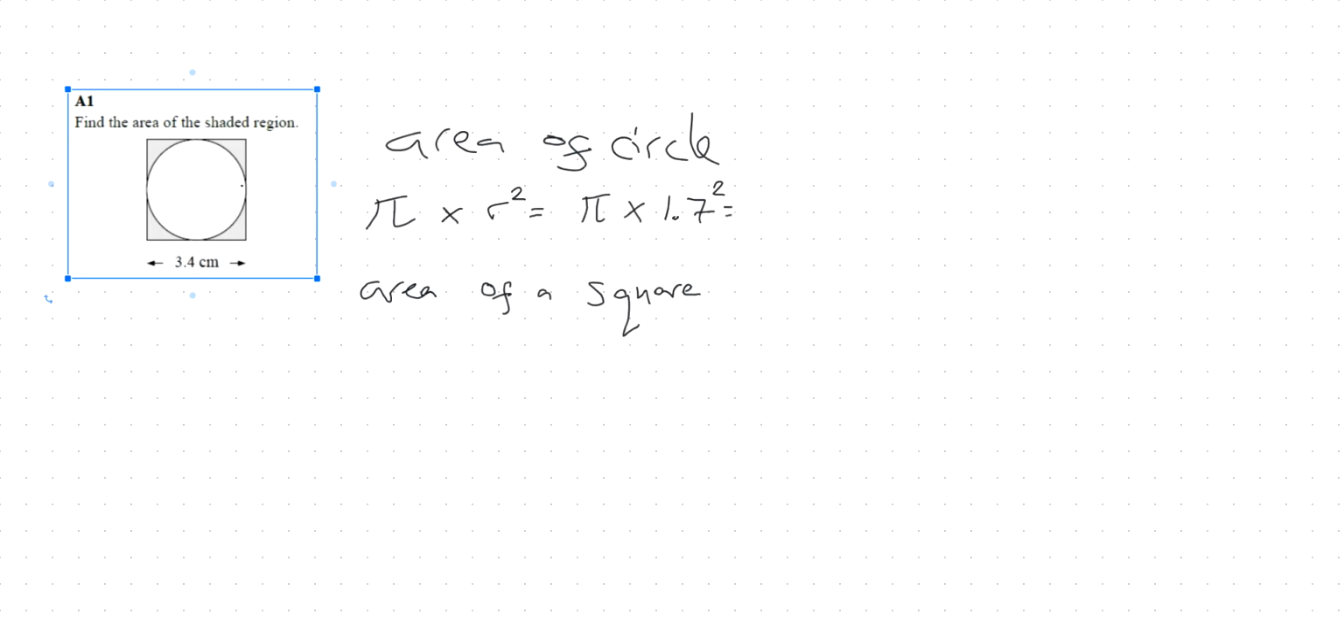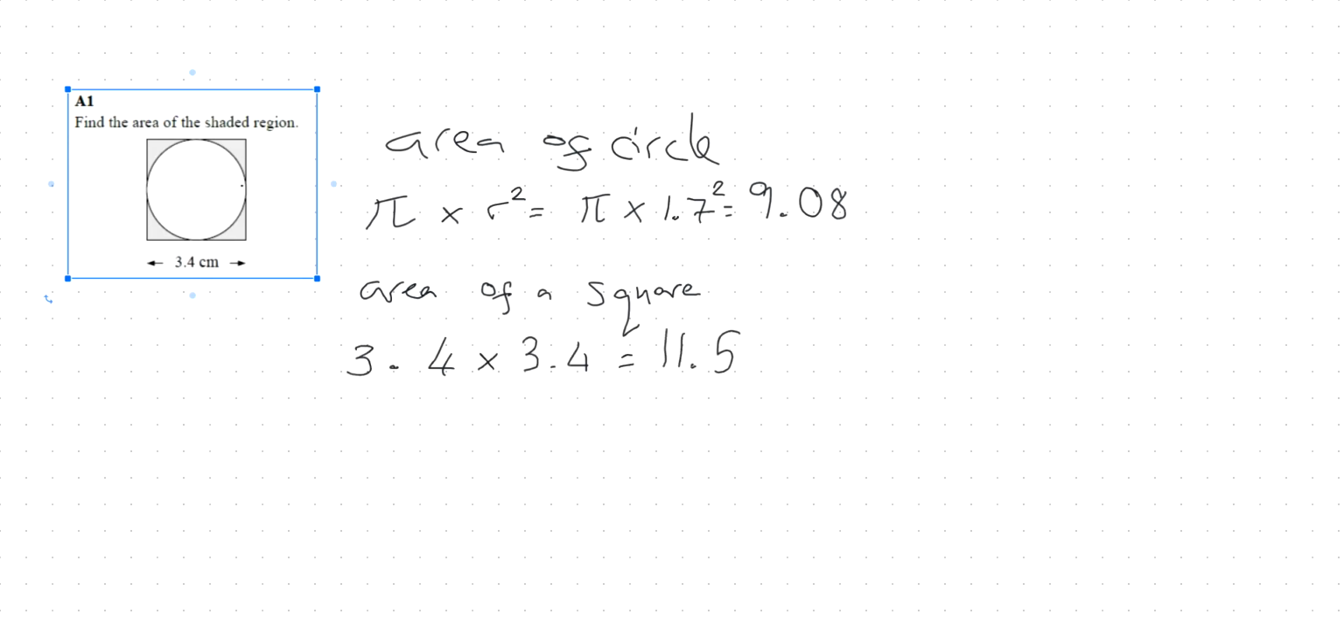Again, 1.7 squared on the calculator multiplied by pi gives me 9.08 to 2dp. It does go on a bit further. I'm now going to do the area of my square. So now I've got the area of a square, which would be length times width, so 3.4 multiplied by 3.4, or 3.4 squared.